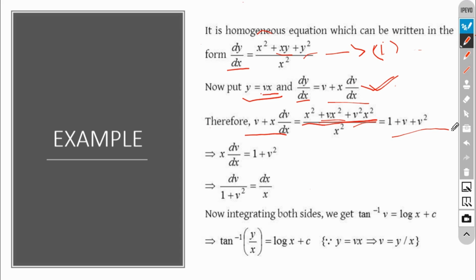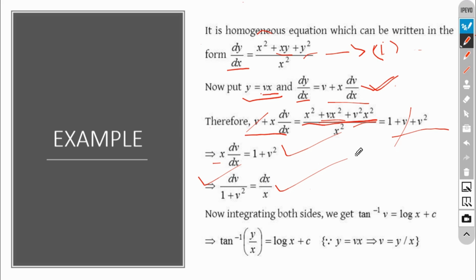Okay, and after that, on the left hand side is v plus x dv/dx, and this v will be cancelled out and we get these equations. Now what we will do, by separating the variables, 1 plus v square, when we shift it to the left hand side, will be in the denominator, and when we shift x to the right hand side, it will also be in the denominator.